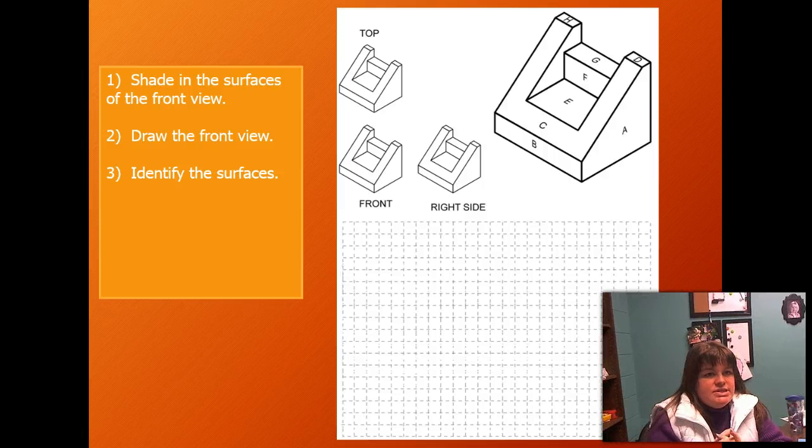So what I want you to do is take a look at this and mentally shade in those surfaces that you would see on the front view. And when we talk about the front, we're talking about standing here and looking toward this way. So we'd be looking straight on at surface B, okay? Then we're going to draw what we would see in that front view, and we're going to label those surfaces.